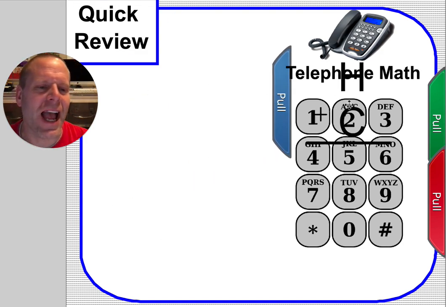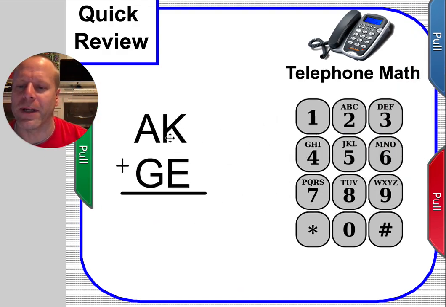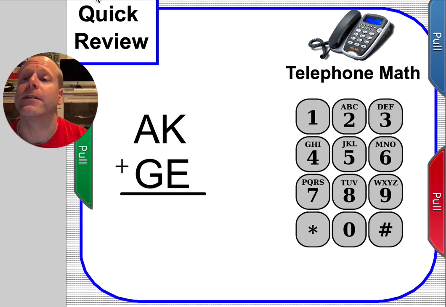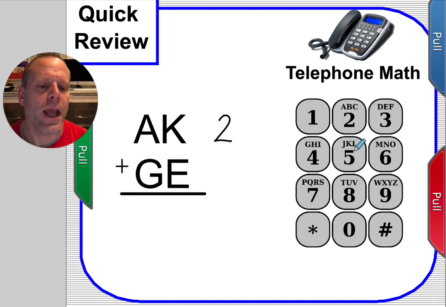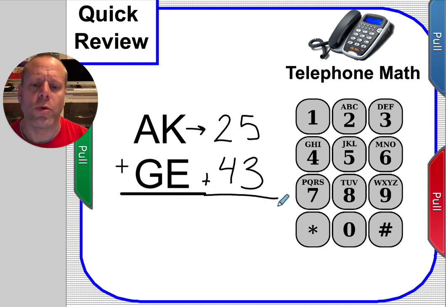All right, so I started off kind of easy for you. This next one should make you sweat a little bit. See if you can figure out what AK plus GE is supposed to be. Well, let's see. A is a 2. K is a 5. So that top number, AK, is really 25 in code. GE is the number 43 in code. So in order to find this out, you just have to add up those numbers.